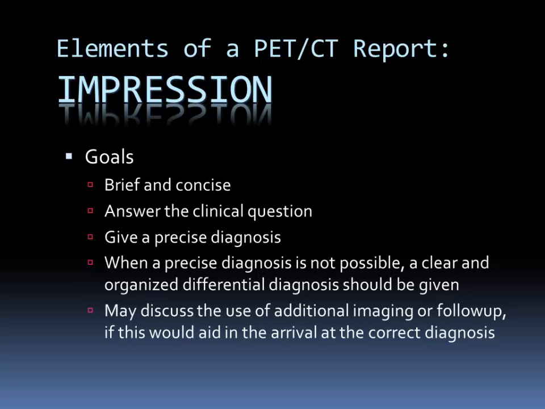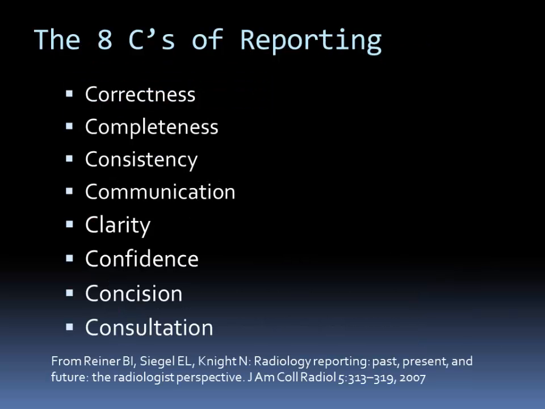If we know that that's the clinical question, we need to make an effort in our impression to specifically address that concern so that the clinicians are deriving value from the scan. We should strive to give a precise diagnosis. When a precise diagnosis is not possible, a clear and organized differential diagnosis should be given. And it is appropriate to discuss the use of additional imaging if you think that that would be appropriate to eventually arrive at the correct diagnosis.